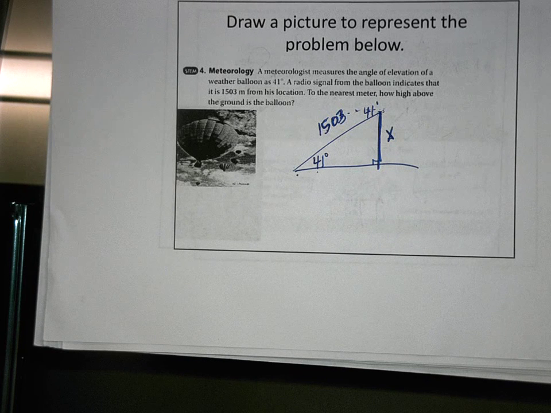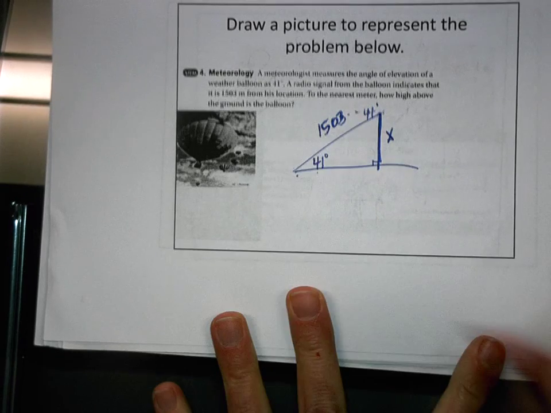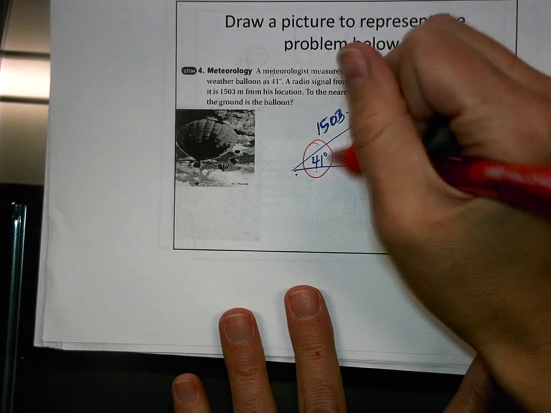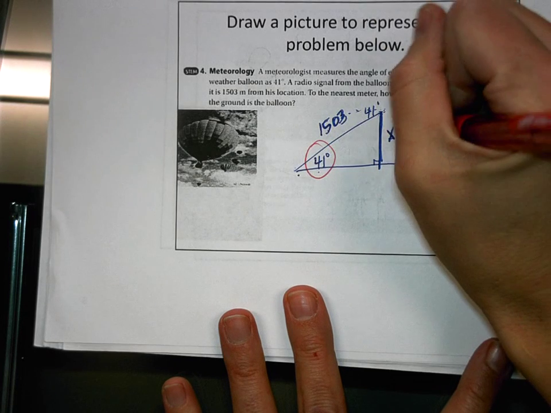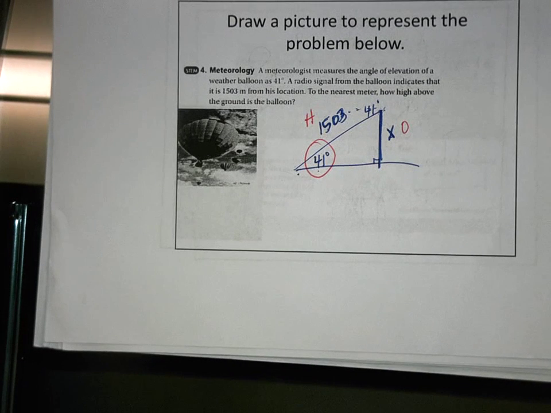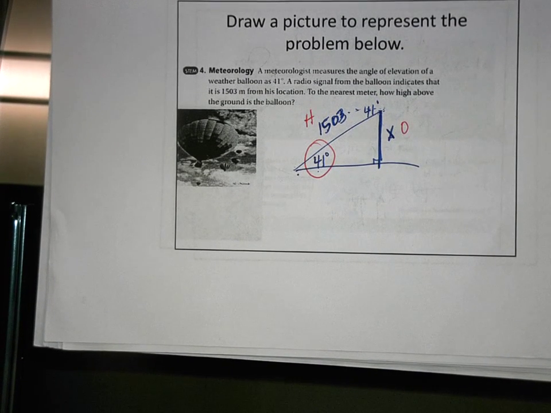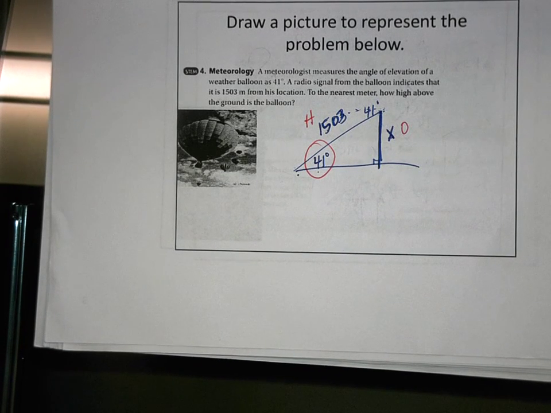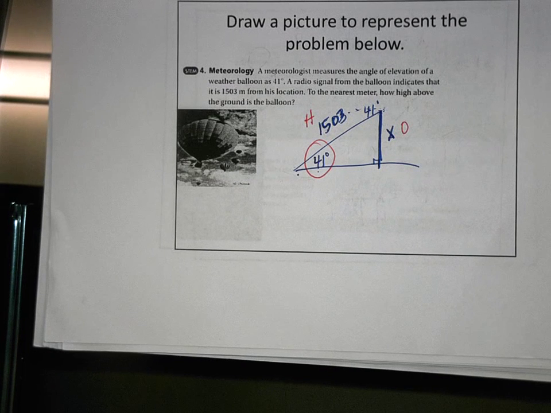What am I going to do? Label. Good. So we're looking at 41 degrees here. X is going to be my opposite, and 1503 is my hypotenuse. Okay, set it up, find your answer. Once you get the answer, check in your groups. Make sure I actually enter this in right. 186. What are we rounding to? Nearest meter, good.